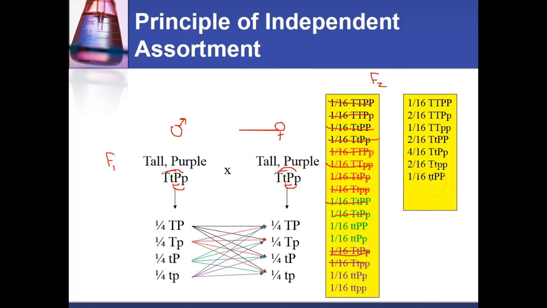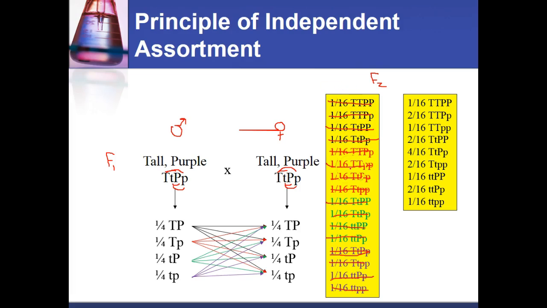1/16 is going to be homozygous recessive for T's and homozygous dominant for P's. So there's 1 right here. 2/16 are going to be homozygous recessive for T and heterozygous for P. So there's 1, 2. And our very last one is 1/16 is going to be little t, little t, little p, little p, or homozygous recessive for all, or both, traits.